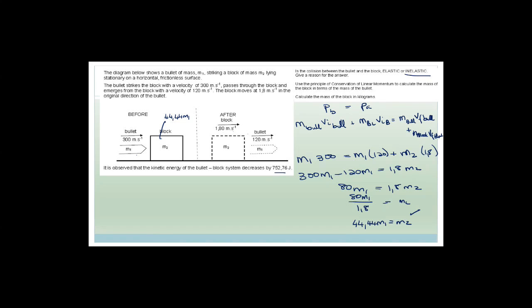Now it says calculate the mass of the block in kilograms. Okay, but they do tell us that the energy of the system has decreased by 752.76 joules. Okay, so if we look at that, do you agree we can say that EK before equals EK after plus 752.76 joules? Okay, so therefore you could say delta EK is 752.76 joules. But delta EK is equal to what? What is the change in kinetic energy equal to? Do you agree that the change in kinetic energy is equal to the work done? But we don't know how far the block has moved, so we can't use that.